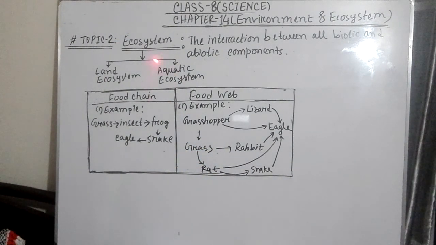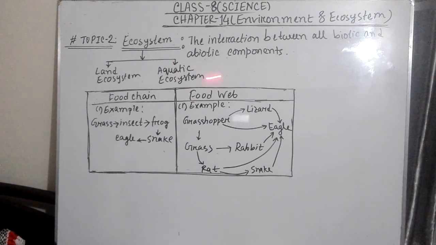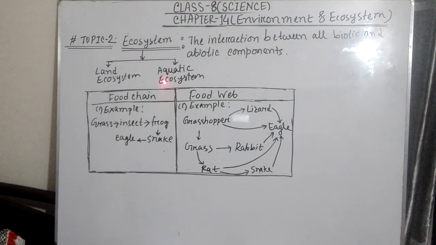Students, we have discussed ecosystem. What was ecosystem? The interaction between biotic and abiotic components. Ecosystems were of two types: land ecosystem and aquatic ecosystem. And you all know that in an ecosystem, one type of animal eats another type of animal, and this makes a chain. This is food chain.